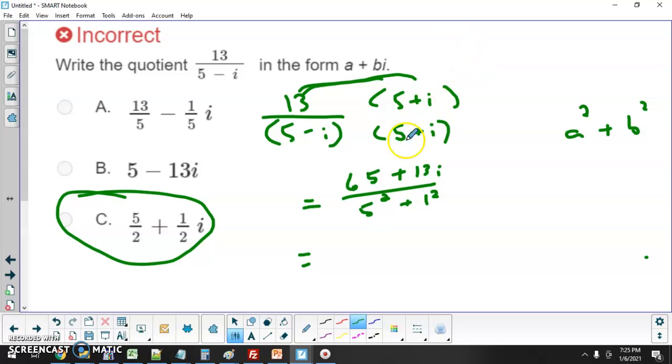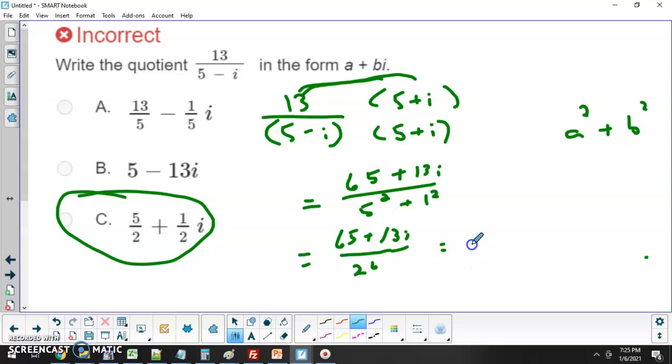All right, now let's go ahead and reduce this here. So we have 25 plus 1, that makes 26. So we have 65 plus 13i all over 26. And now, it's good to stop and look at your answer choices to see which ones seem reasonable here. Okay, and you might not think any of these seem reasonable, and I don't even have D. Well, I kind of circled the right answer already there.